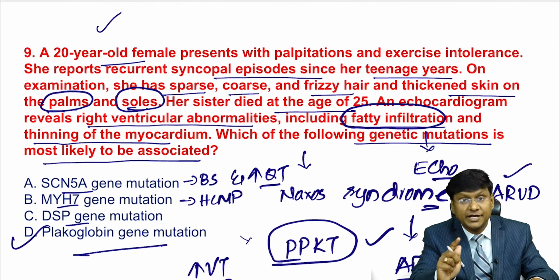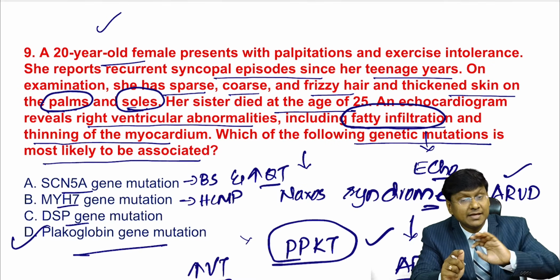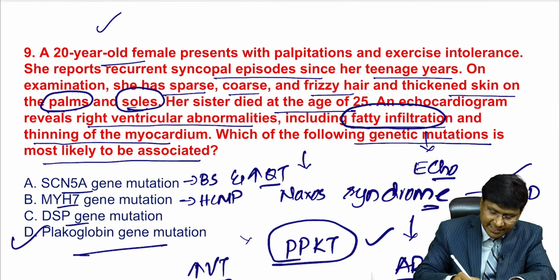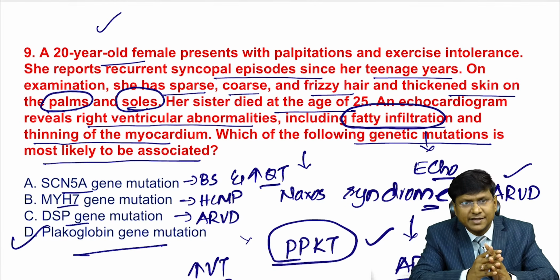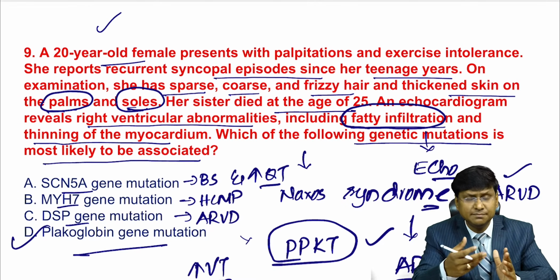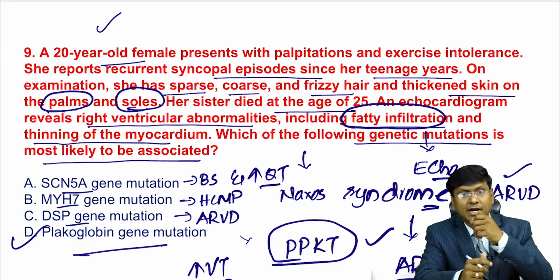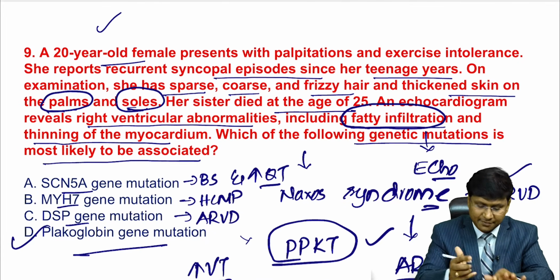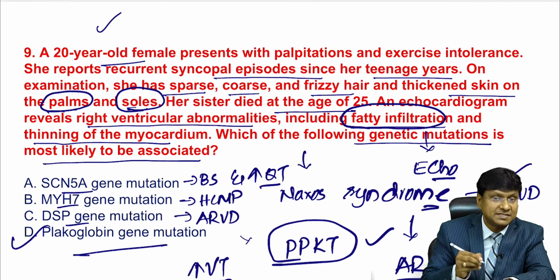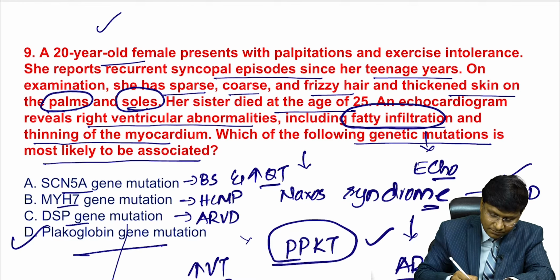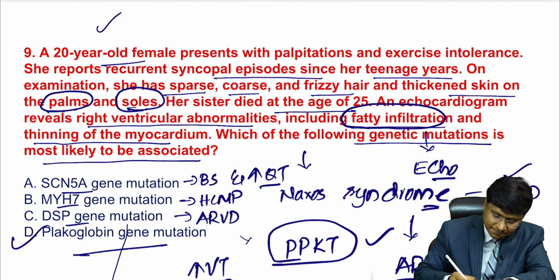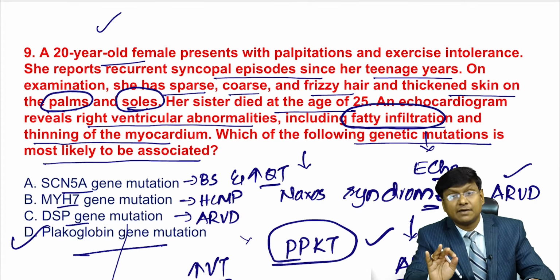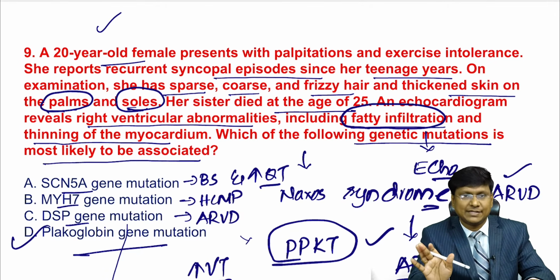Then you take the DSP gene mutation. DSP gene mutation is associated with another form of arrhythmogenic right ventricular dysplasia, or arrhythmogenic right ventricular cardiomyopathy. Wherever you have this DSP gene mutation, this is known as Carvajal syndrome, not Naxos syndrome.